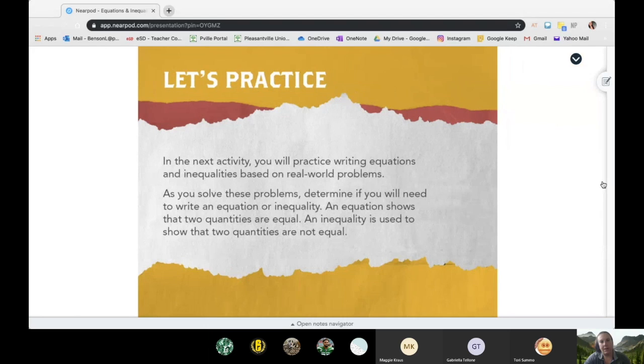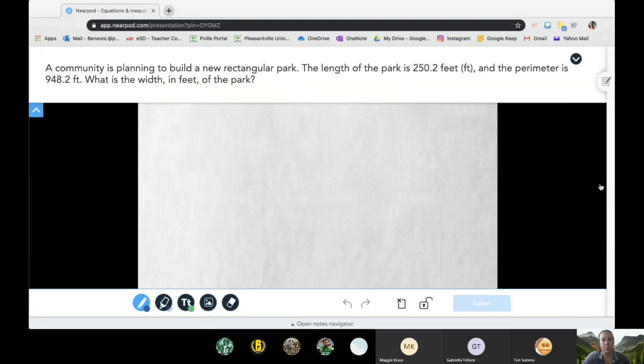Okay, so in this activity, like I said, you're going to have to determine which one to use. So this first question is a word problem. I want you to try to solve this question. A community is planning to build a new rectangular park. The length of the park is 250.2 feet. The perimeter is 948.2 feet.